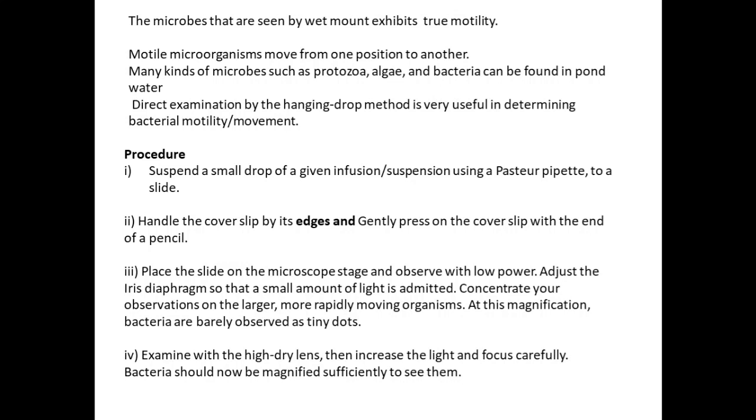But under low power they are just observed as tiny dots. So the objective can be changed to a high power objective and then the motility can be observed clearly using the high power objective. So this way of observing the unstained bacterial organism and trying to observe bacterial motility is called the hanging drop method, which is a wet mount technique for observing microorganisms.